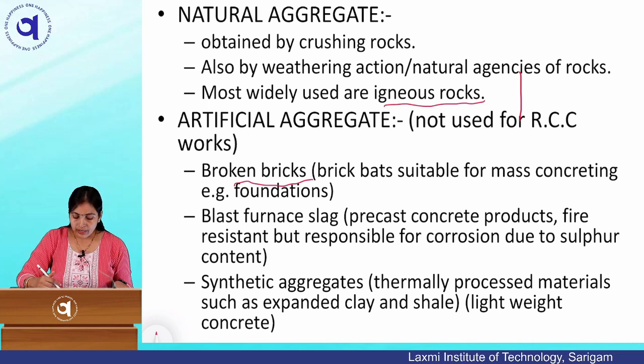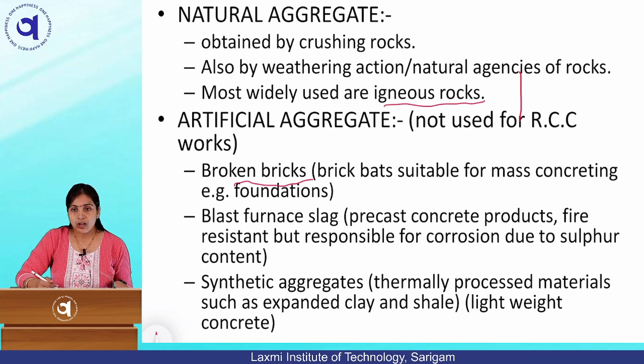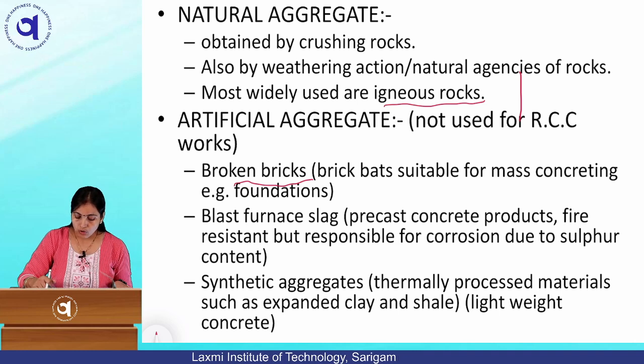Then we have blast furnace slag, which is a precast concrete product, and it has the advantage of fire resistance, but it has corrosion with sulfur. Now, synthetic aggregate is thermally processed material such as expanded clay and shale. This is also called lightweight aggregate.